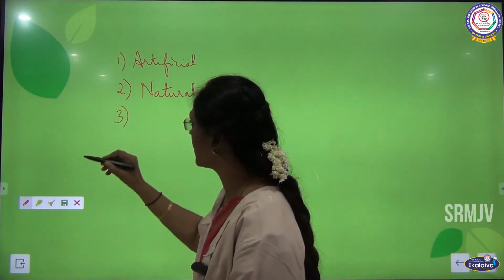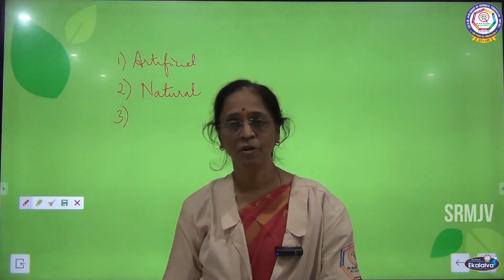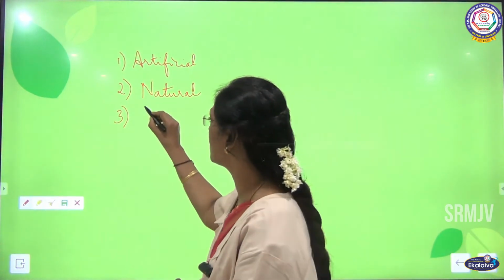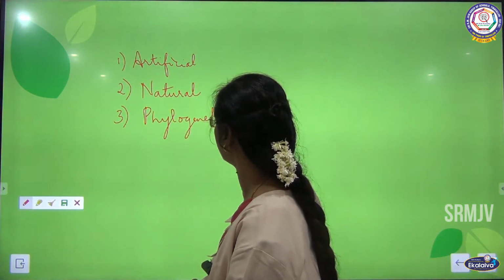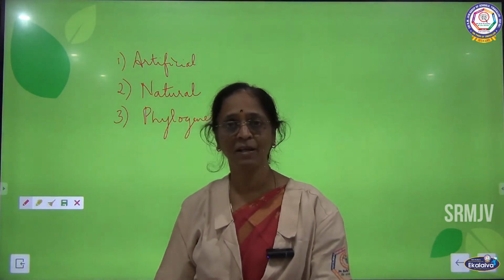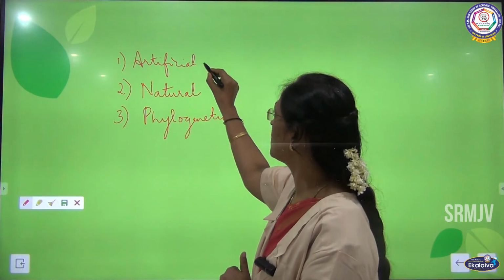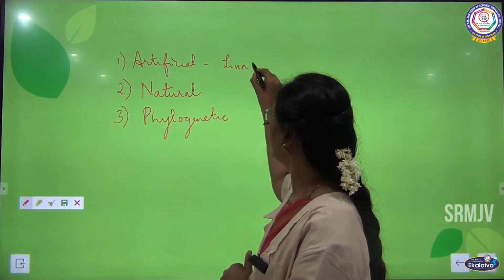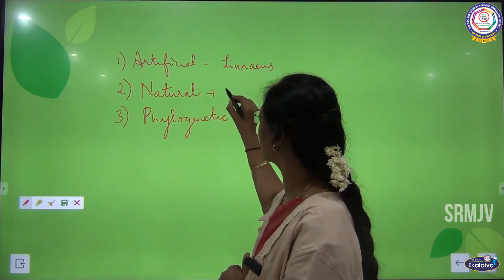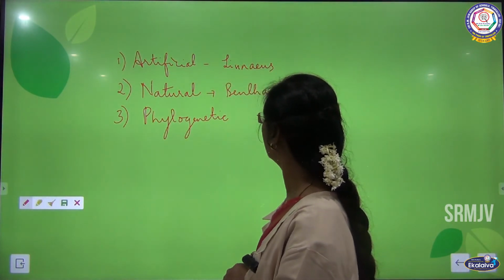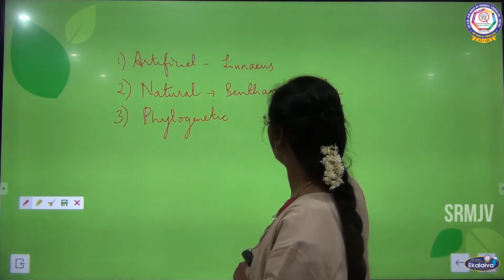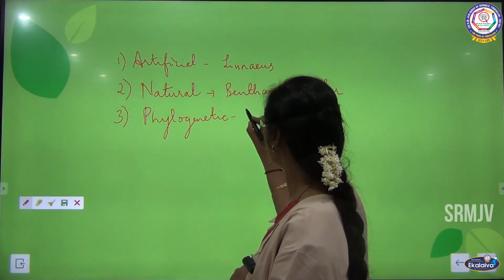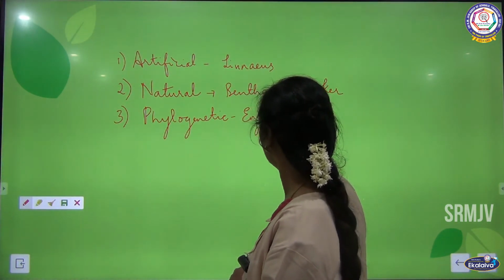And the third system of classification is given by the German botanists Adolf Engler and Karl Prantl, and that system is called the phylogenetic system of classification. So in taxonomy there are three systems of classification: the artificial system given by Linnaeus, the natural system given by Bentham and Hooker, and the phylogenetic system given by Adolf Engler and Karl Prantl.